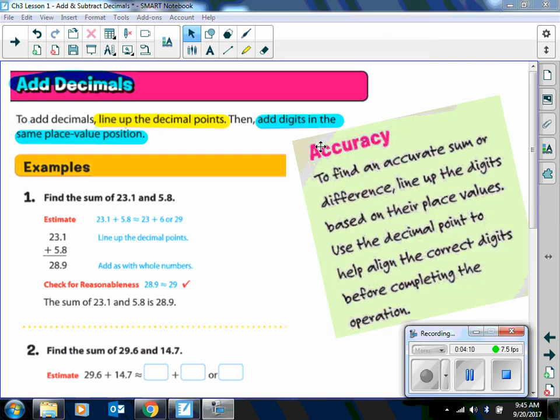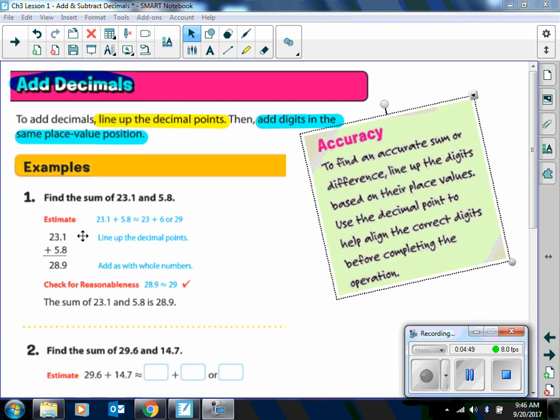All right, so here for the accuracy, it says to find an accurate sum or difference, we want to line up the digits based on their place values. Use the decimal point to help align the correct digits before completing the operation. Now, I do want to let you know that when you are showing your work with this, some of you write really fast, and sometimes your numbers don't align. When you're adding decimals, you need to make sure that you have nice, neat columns so that you don't add incorrectly or subtract incorrectly. Okay? All right.